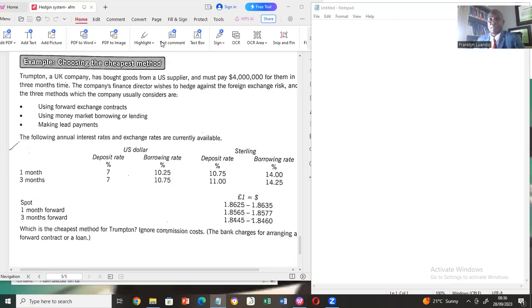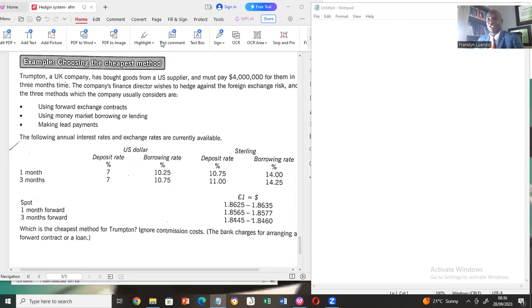The money market, a hedging technique, is used by both importers and exporters. The most important thing to understand is that if an entity is going to make a payment in the future, it has a liability. In order to hedge, it should create an asset by lending or depositing in the money market. There is the hedge.